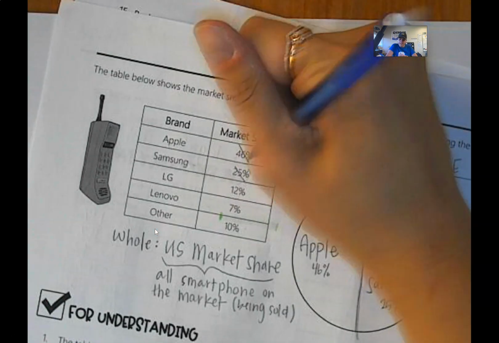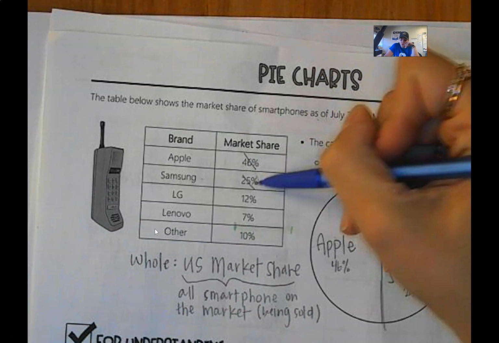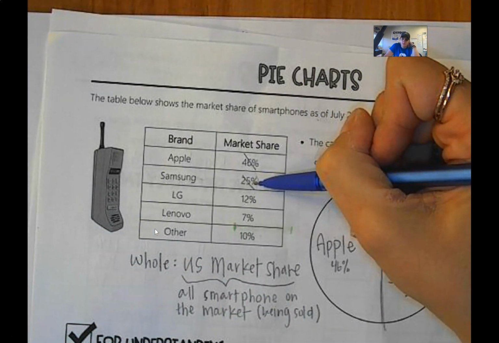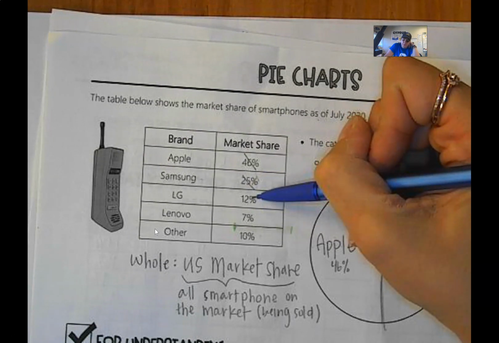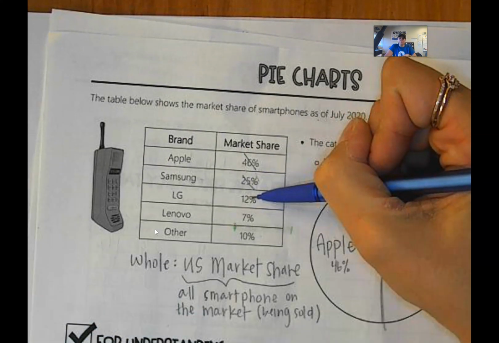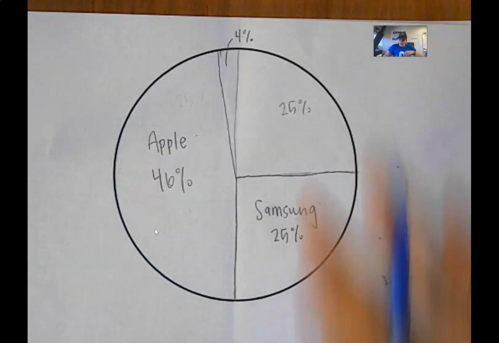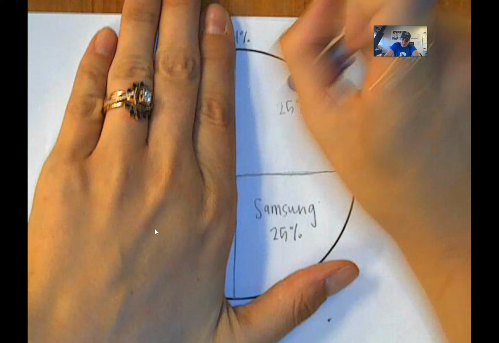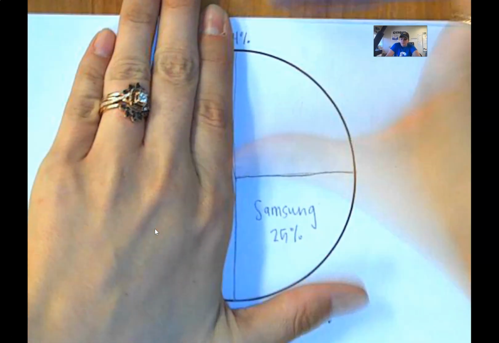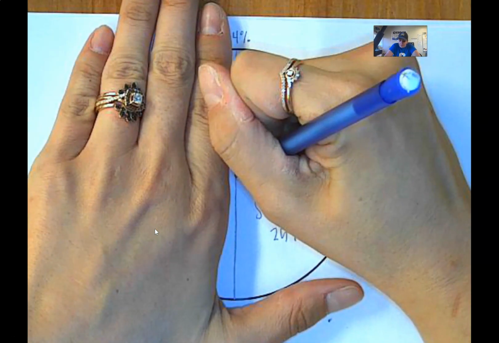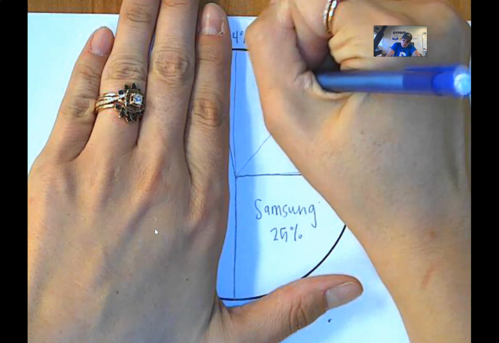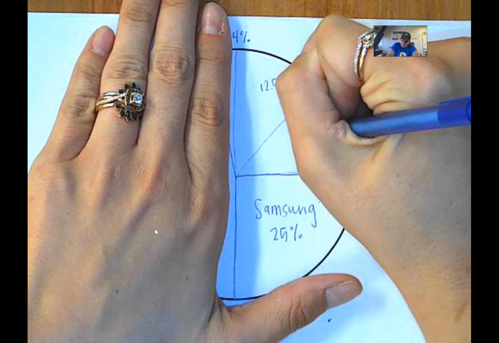So on my table, I have the top two brands already marked. So next up is LG, which is 12%. Well, I have this chunk that's 25%, and if I cut this chunk in half, each of them is 12.5%.